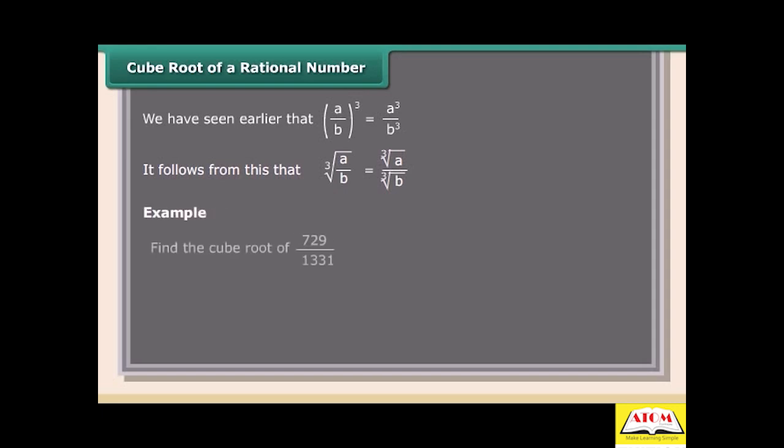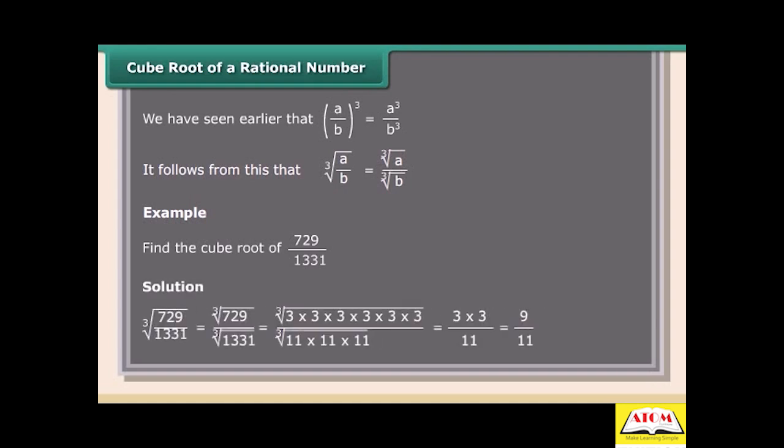Example: find the cube root of 729 upon 1331. Solution: The cube root of 729/1331 is equal to the cube root of 729 upon the cube root of 1331, which is equal to the cube root of 3 × 3 × 3 × 3 × 3 × 3 upon the cube root of 11 × 11 × 11, which is equal to 3 × 3 upon 11, which equals 9 upon 11.